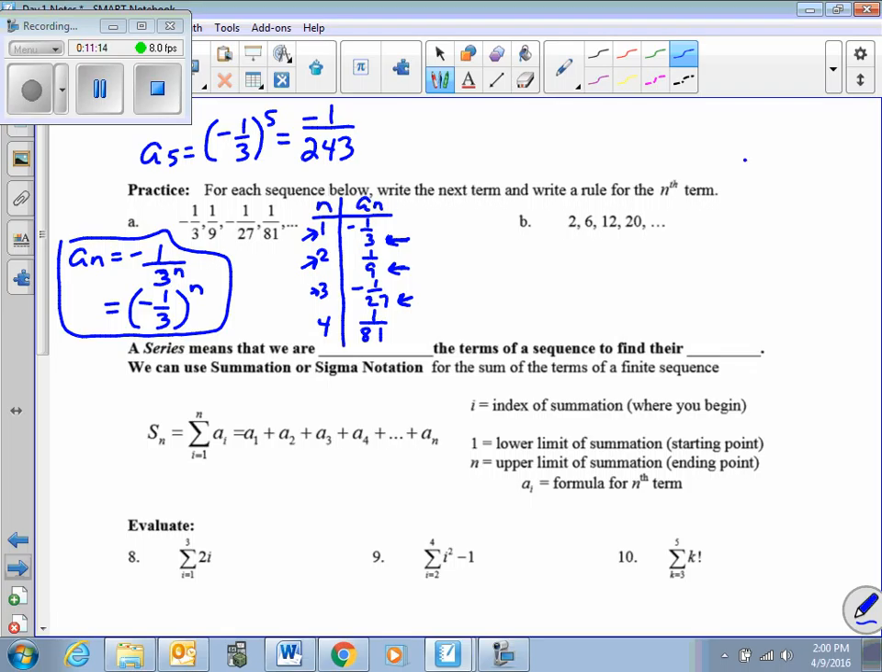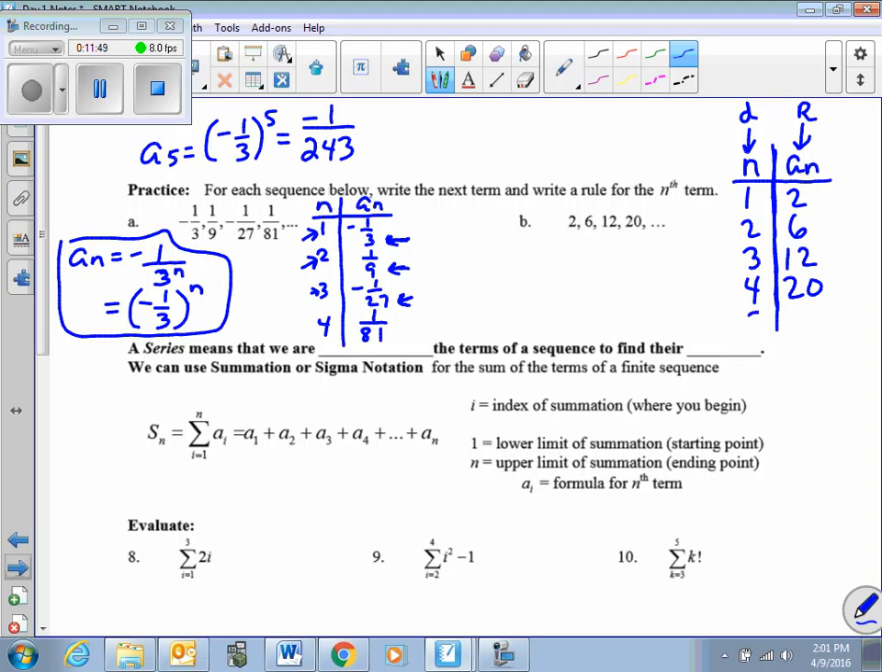All right, let's try this one. I like to make my table, kind of like an XY table. Actually, it is an XY table because remember we said this is the domain. This is the range. But instead of XY, I like to call them N and A sub N. So our first term is 2. Our second term is 6. Third term is 12. Fourth term is 20. All right, so let's see what's happening here. This is a good one.